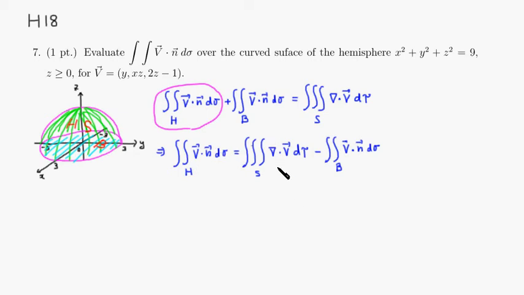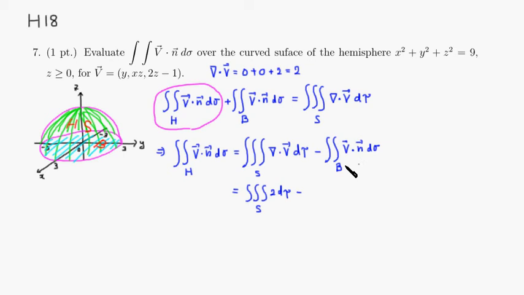Let's do that. We need to compute the divergence of V. The partial of y with respect to x is 0, plus the partial of xz with respect to y is 0, plus the partial of 2z − 1 with respect to z is 2. So the divergence is 2. This becomes the triple integral over the solid S of 2 dτ, so it's 2 times the volume of this solid, minus the base term.